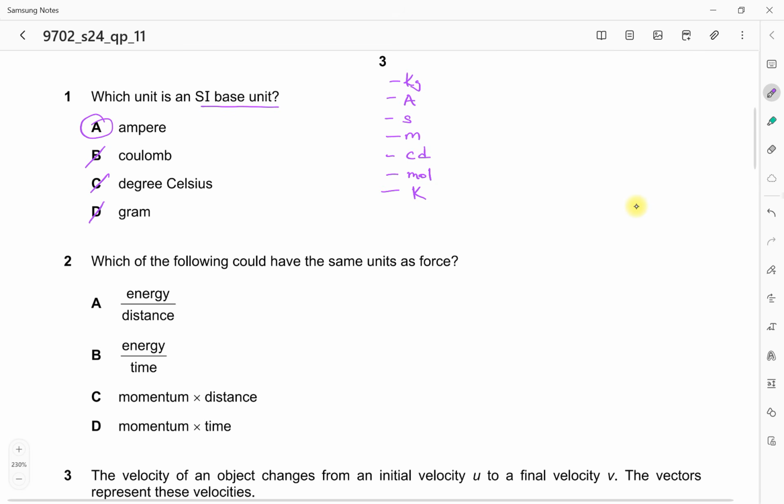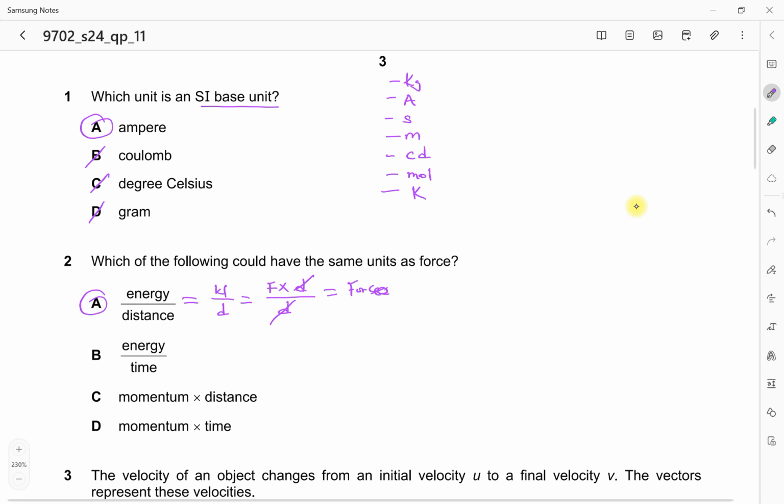Which of the following could have the same units as force? So we need to find a quantity which has the same units as force. So we just simplify each of these and see. So energy can be the same as work done. So this is work done divided by distance. But work done can be force times displacement in the direction of the force. So this is divided by force. So displacement has cancelled with that because distance and displacement will have the same units. So this will be the same as the units for force. So which of the following could have the same units as force? So that is going to be A.